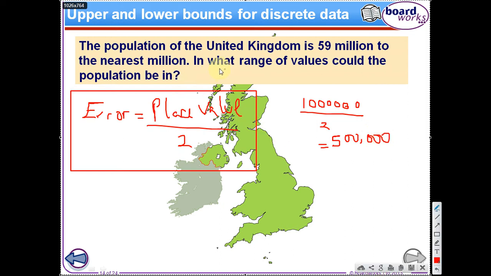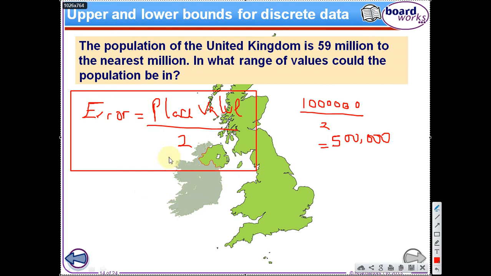So now this question says, in what range of value could the population be? So the range of value, now this population, and it's a discrete data. So discrete data, I don't need to represent it as a continuous data. We represent continuous data in range, but discrete data is as a value. So in that case, let me just treat it as though it was a continuous data, but this is what we are going to have.